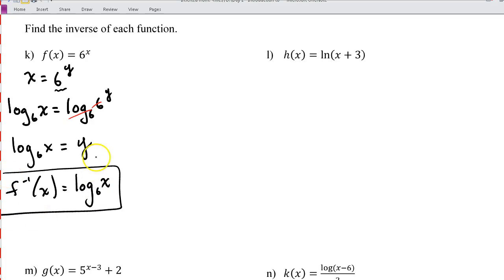Okay, and if I plug this back into the original equation, you would see that we end up with x, and they are in fact inverses. Alright, moving on to the next one.